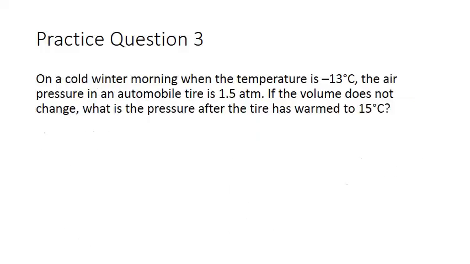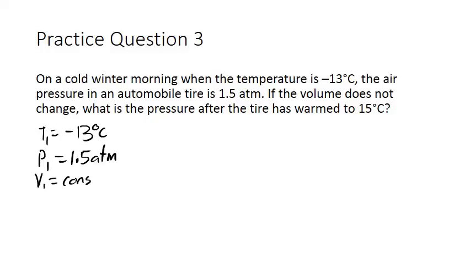So let's try another one. On a winter morning, when the temperature is -13 degrees Celsius, the air pressure in an automobile tire is 1.5 atmospheres. So let's write that out. If the volume does not change, so your volume is constant, what is the pressure after the tire is warmed up? So your T2 becomes 15 degrees C, and they're asking you to find P2.